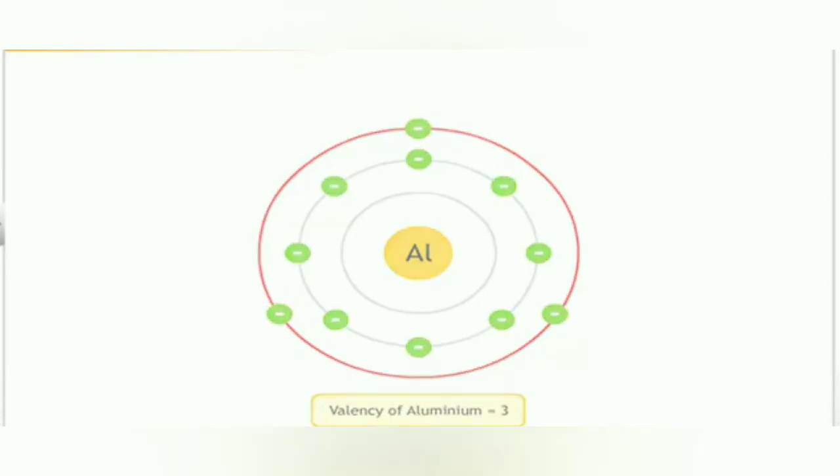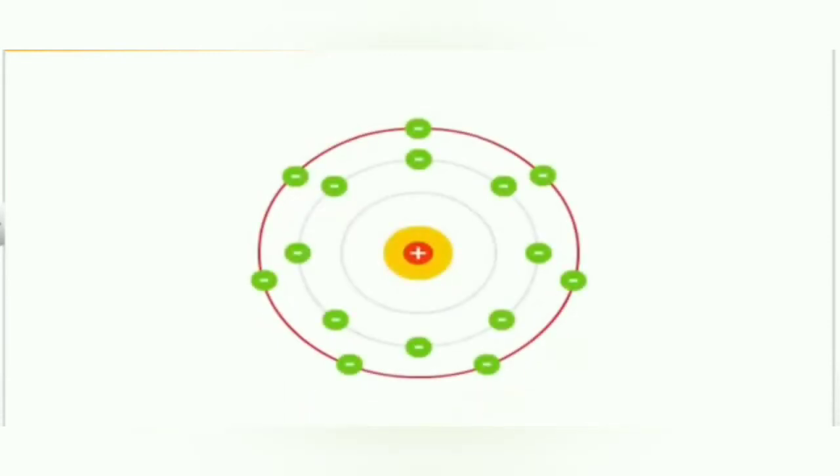On the other hand, if the outermost shell has more than 4 electrons, the valency is 8 minus the number of valence electrons. For example, chlorine atom has 7 electrons in the outermost shell. So its valency is determined by subtracting 7 from 8, which gives the valency of 1 for chlorine. So chlorine's valency comes out to be 1 like this.